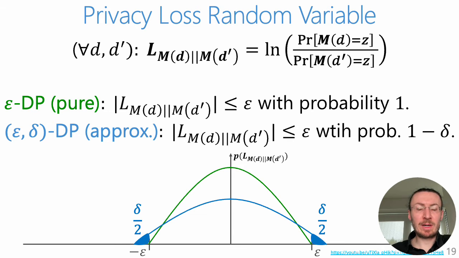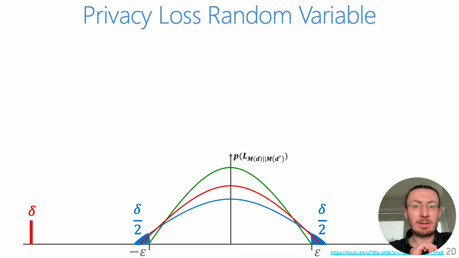And when we visualize the probability distribution of the privacy random variable L, the x-axis represents the value of the privacy loss random variable, while the y-axis is the probability distribution. So in the graph, the green line represents the pure DP, while the blue line represents the approximate epsilon-delta DP. The blue area on the left from minus epsilon and to the right from plus epsilon should be equal to delta.